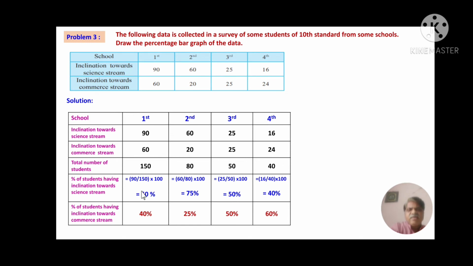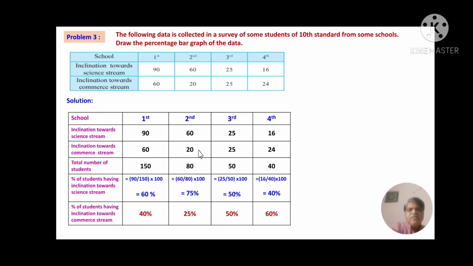That we'll find out first. The percentage of the students having inclination towards the science stream: 90 upon 150. This is 90, this is 150. Out of this total students, 90 are expecting to go for the science stream. So 90 upon 150 into 100, that gives you 60%. So 100 minus 60%, that gives you 40%, which are not going for the science, they are going for the commerce stream.